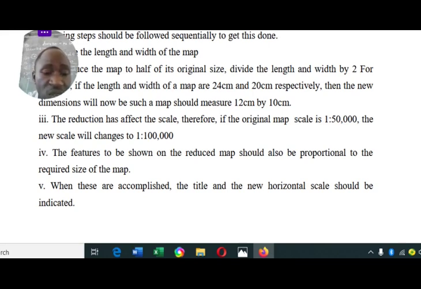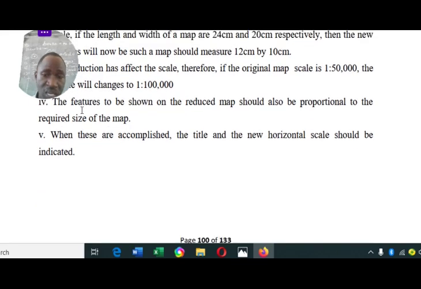When you push on, they are saying that when these procedures are accomplished, the title has to be there, and also the new scale should be attached in order to show the reduction of the map.